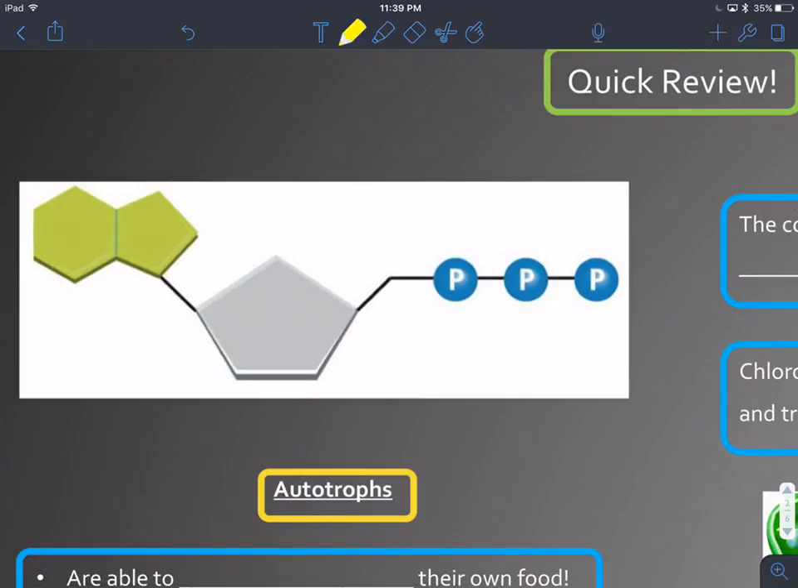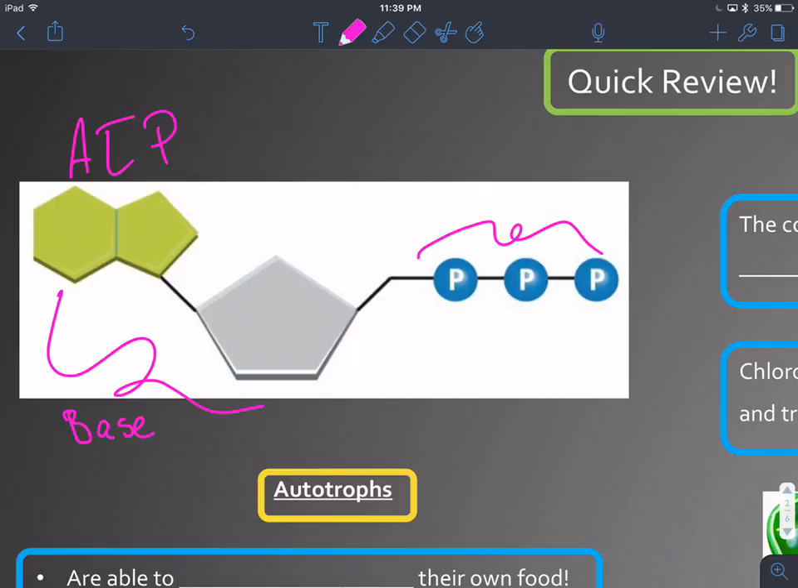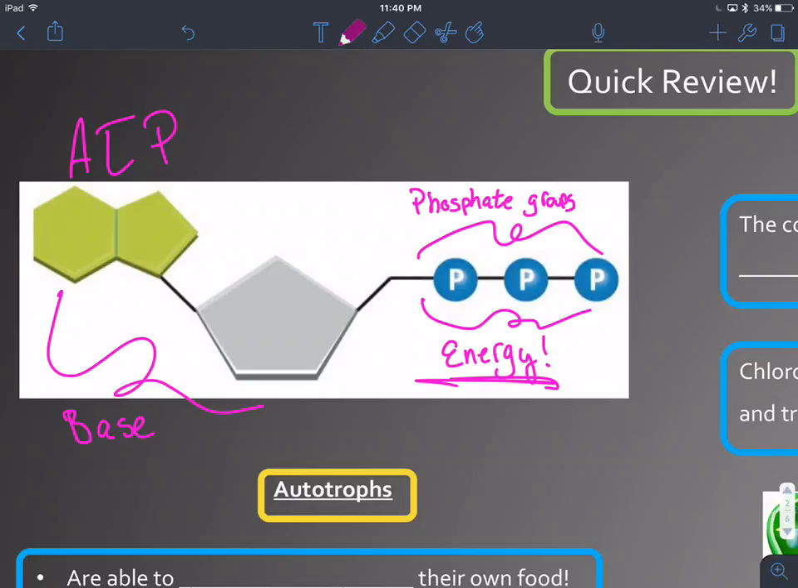By now, we seriously should all know what this is. This, of course, being ATP. Here we have the base. And here we have the phosphate groups. And also where the energy is, right? Remember, the more phosphate groups we have, the more energy that's going to be stored.